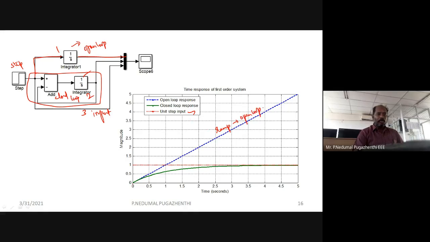Then the closed loop, you can see it is nearly settling down at 5. You can prolong it even after 5, and you can see that it nicely settles down. This green color is giving you the closed loop response. We can do this using Simulink, MATLAB. So this is the time response analysis of a first order system.